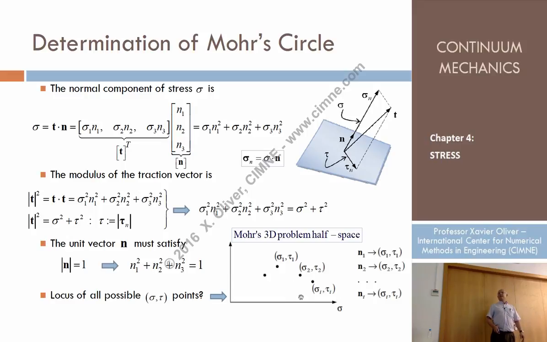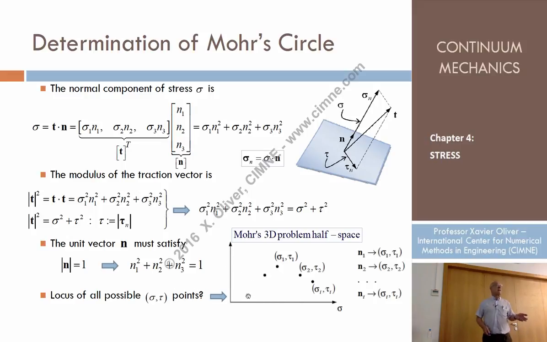Okay? So the question is the following. Mohr asks himself, if I do that for all possible points, will I fill the half plane? So for every point of this space, infinite points, do I have an orientation or not? Am I going to fill the full half space or not? What is the locus of the points that I would obtain, representing by sigma the normal stress and tau the modulus of the tangential counterpart in that point? And that's the question he wanted to ask.